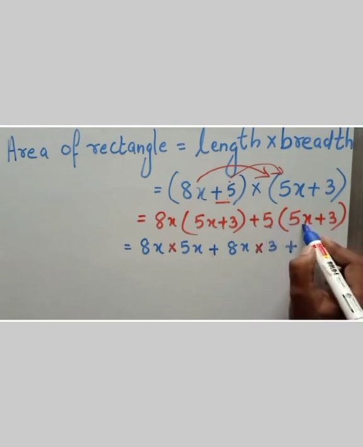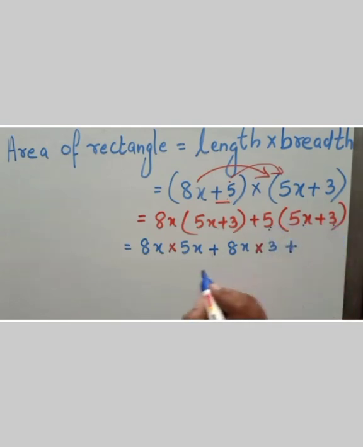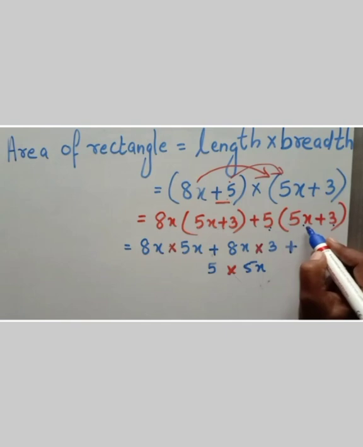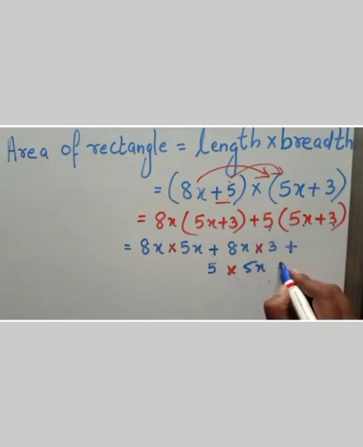Now 5 into this term and 5 into this term. Is it clear? I don't have place here, so I will write the next line down. Now I get 5 into 5x. Here I will write 5 into 5x. It will be more clear if I show with different colors. Now 5 into 5x. Plus into plus, I get plus, and then 5 into 3. Is it clear? 5 into 3. Is this clear?